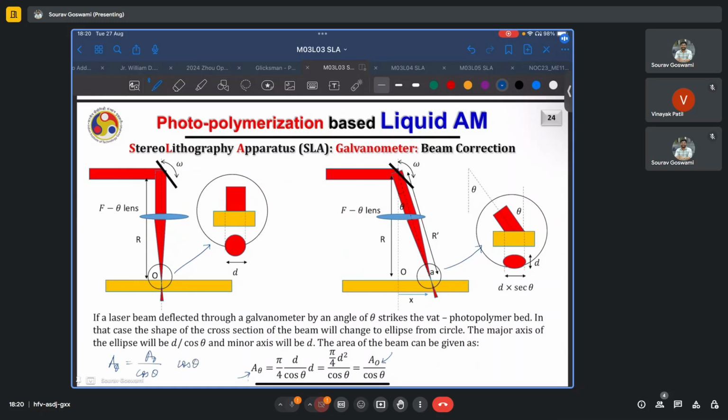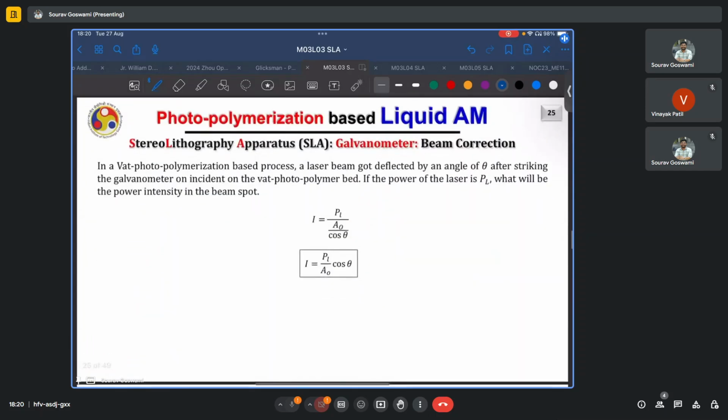As we know, cos theta is always less than or equal to 1. Therefore, A theta will always be greater than or equal to A naught. Of course, they'll be equal when theta is equal to 0, that is, when there is zero deflection of the beam away from the normal. Thus, again, the requirement of maintaining a constant energy density or a constant surface area energy density is being violated, and thus we can expect anisotropy in properties as we move further away from the normal.